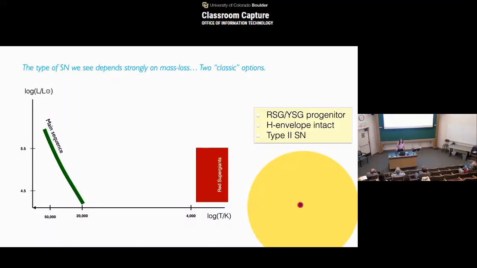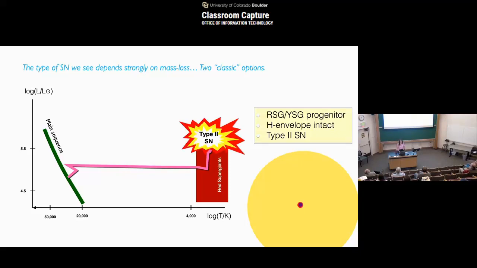The type of supernovae that we see strongly depends on the mass loss that goes on prior to supernova. If a star doesn't have too much mass loss during its main sequence and during its hot phases, it will land in the red supergiant phase, and it will just stay there. It will hold on to its hydrogen envelope, and it will appear as a type 2 supernova.